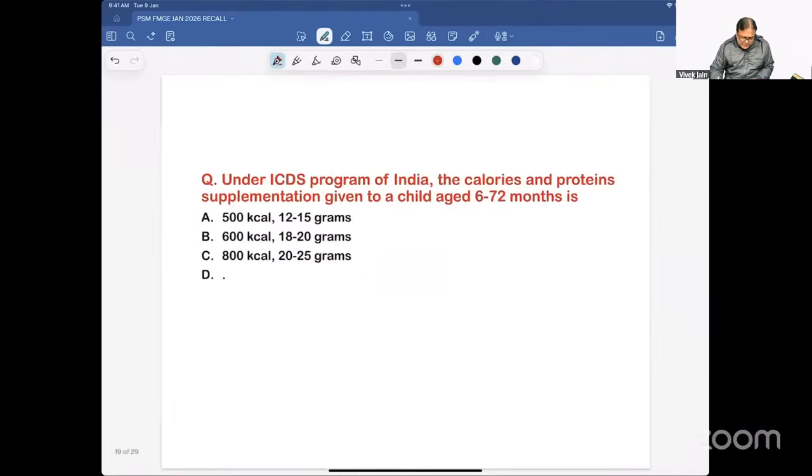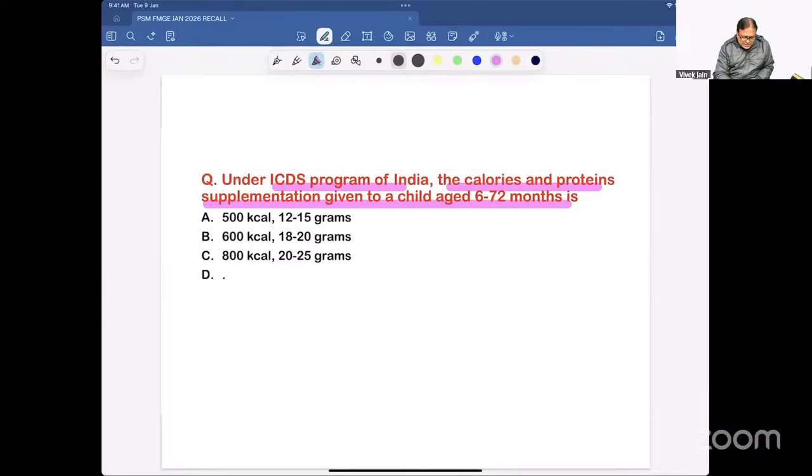Okay, there was a question on the ICDS program of India. Please confirm that calorie and protein supplementation to a child 6 to 72 months was asked. ICDS program, calorie and protein supplementation to a child 6 to 72 months. Airborne infection and respiratory infections are the same. Dr. Musab Nazar, even instead of respiratory, they wrote airborne infection, both are the same. Okay, this question was there.